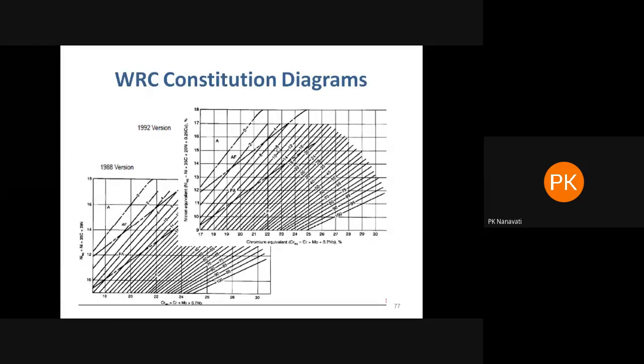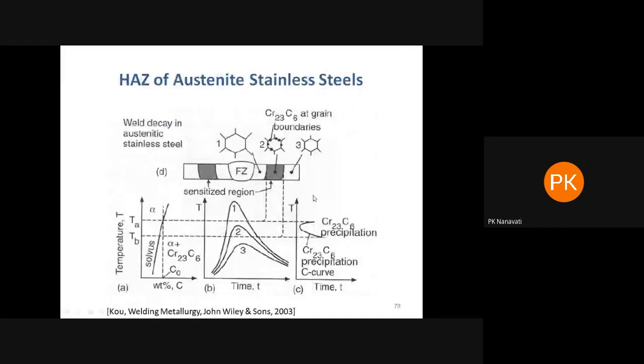It means weld solidification crack will not happen. But if your composition is somewhere over here, in region A, you are likely to end up with solidification crack, right? So this is the WRC constitution diagram. It is now the latest, for your information.